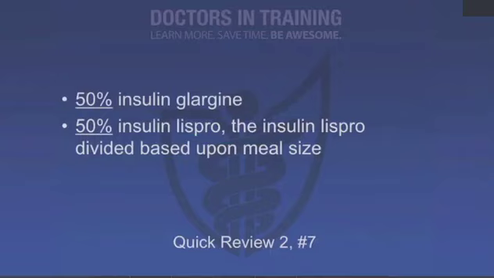The other 50% would be lispro, divided between meals based upon when the patient had their biggest meal of the day. So it might be that they have 10% of their lispro dose in the morning, and then 20% in the afternoon, and the other 20% in the evening. So of their total daily dose, 50% is glargine, 50% is lispro, and that 50% lispro, of course, is divided between meals.